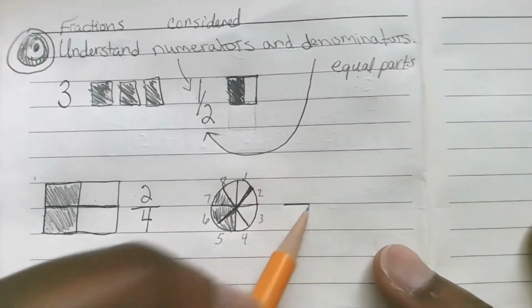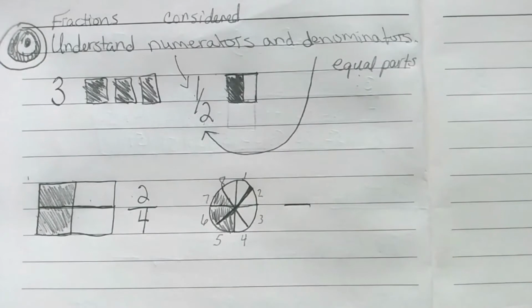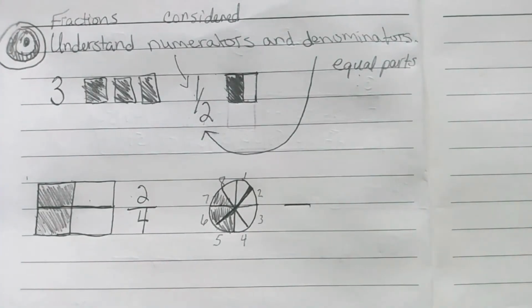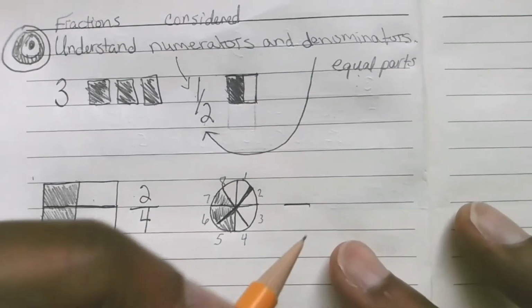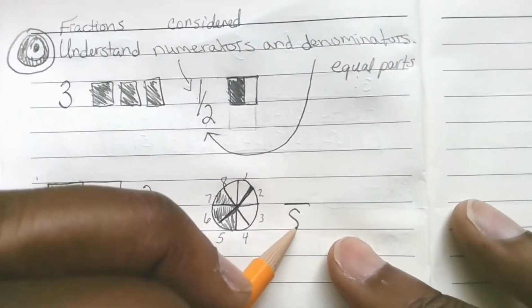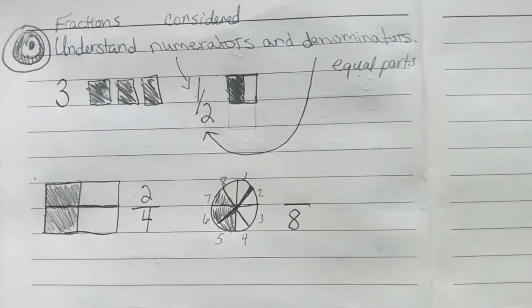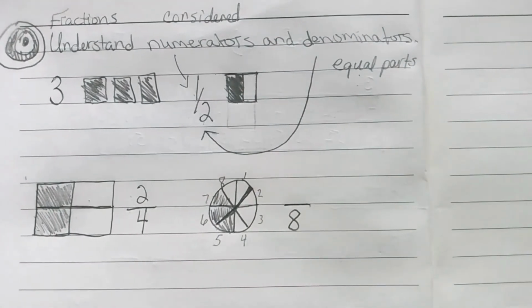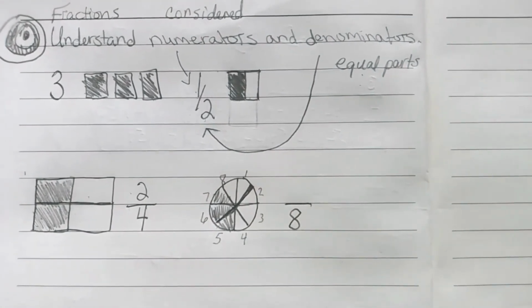So how many equal parts is the circle divided into? If you said 8, you are correct. And that's going to be my denominator because it's showing the number of equal parts. Now, how many parts are being considered here? How many parts do you see that are shaded in here?